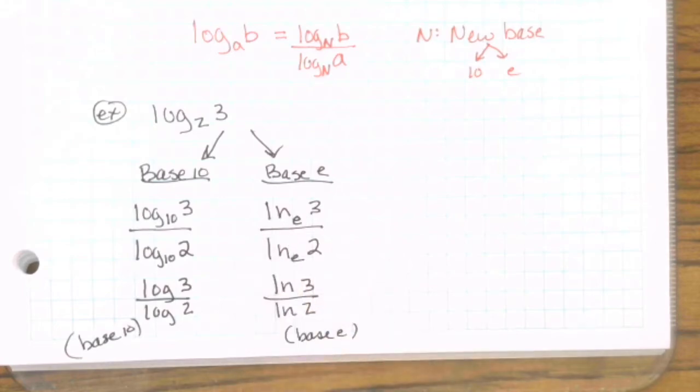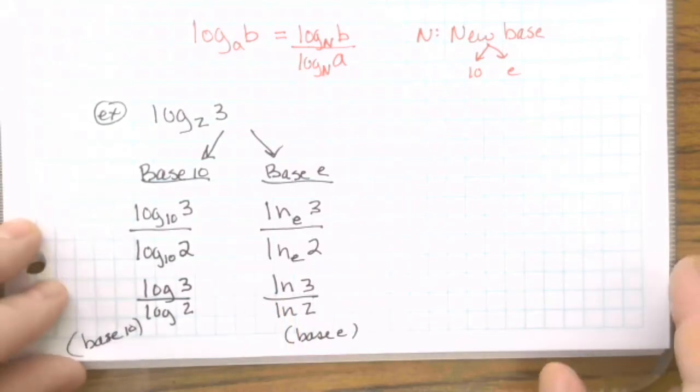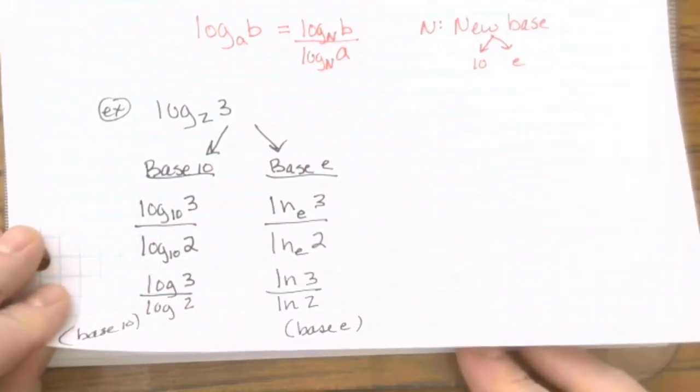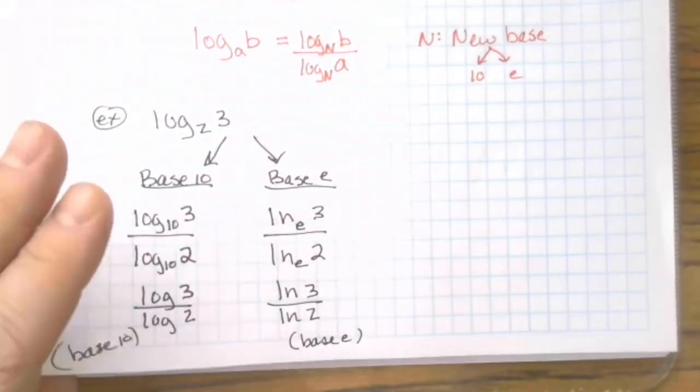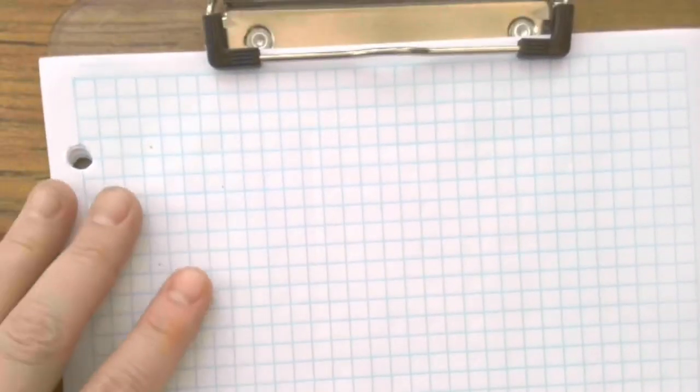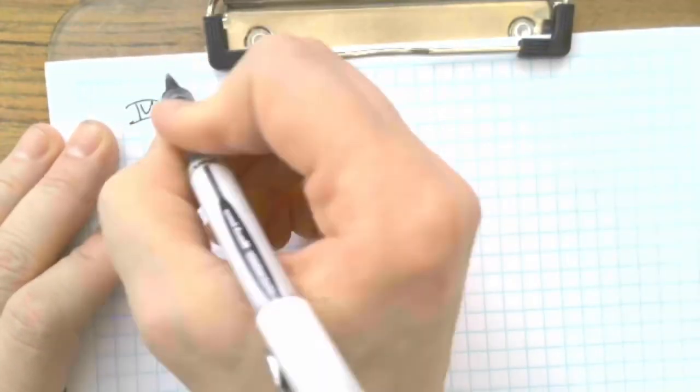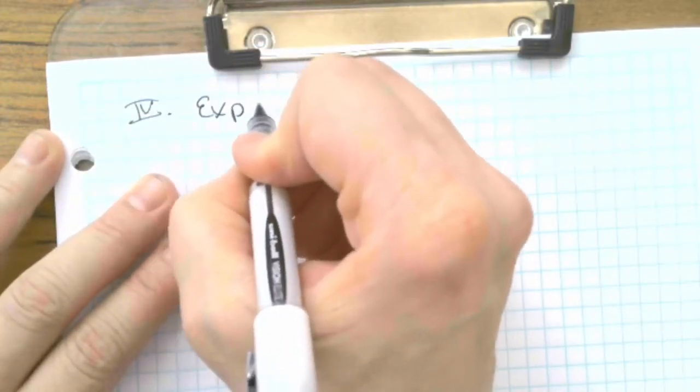You'll notice on your calculator you have a natural log button and you have a log button. The log button is base 10, the natural log button is base e. And that's how you change the base. Okay, Roman numeral 4. Expansion properties.